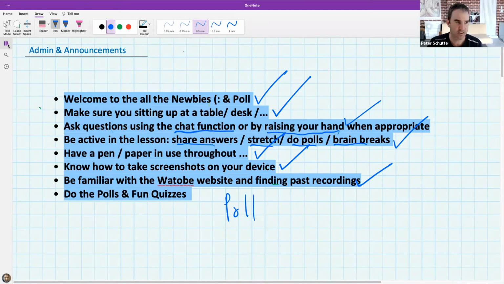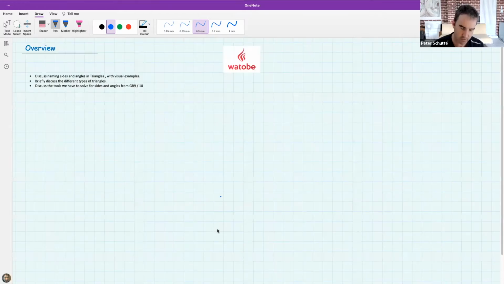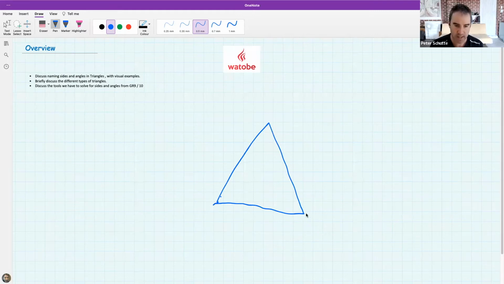What is this unit all about? This unit is mainly about triangles. When we talk about triangles, there are parts that are particularly important. We talk about the angles in a triangle, and then we talk about the sides in a triangle.